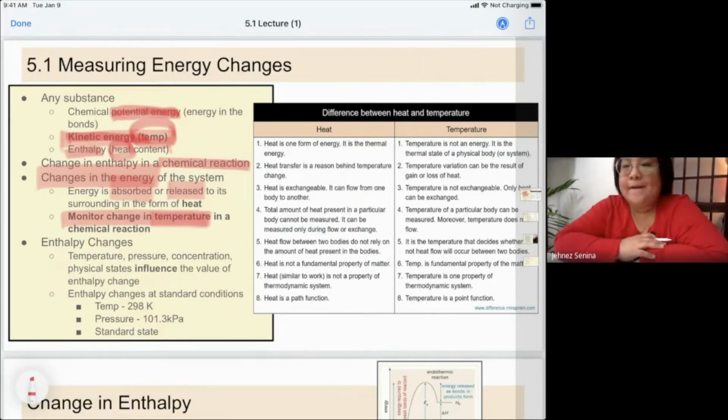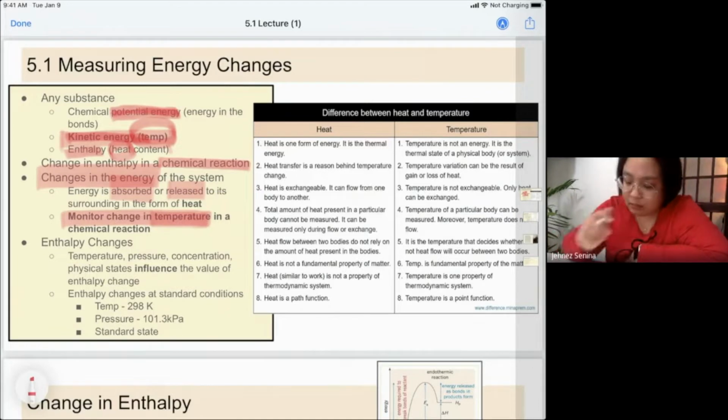Okay. So in other words, you cannot know enthalpy without putting it in a chemical reaction. You need to react it. And then during the reaction, you monitor, you follow how temperature changes. That way you can calculate what's going on with the heat, what's happening to the heat as you have these temperature changes.